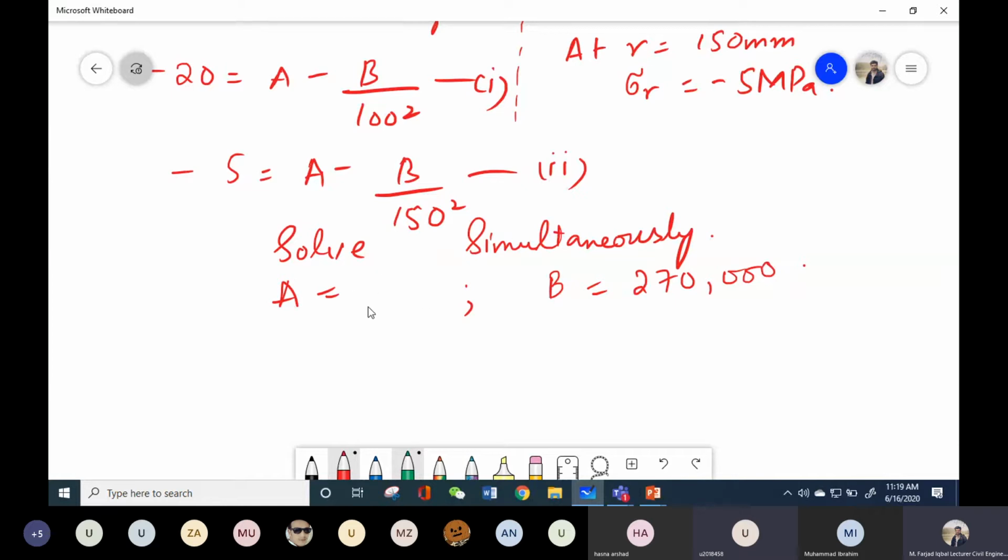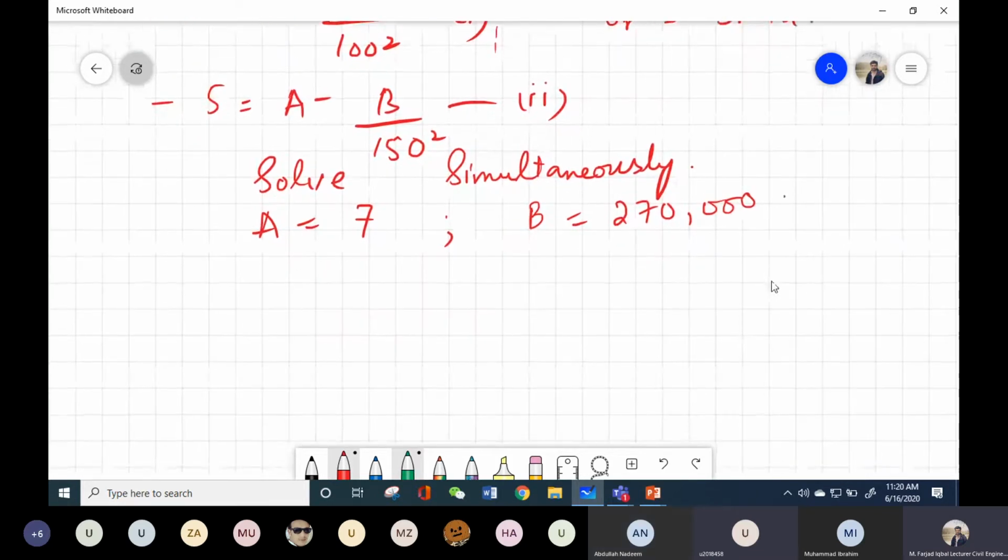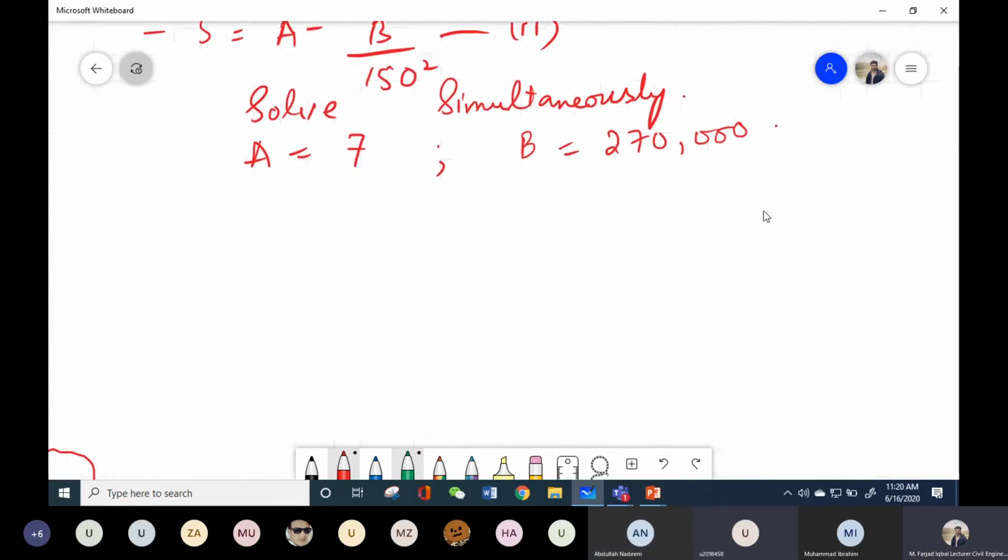So what is the value of A now? Sir, 7. The value of A is 7, yes. So these are the two answers. You can check your calculations. So you will get these answers.